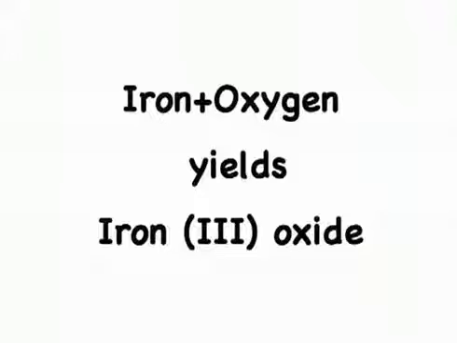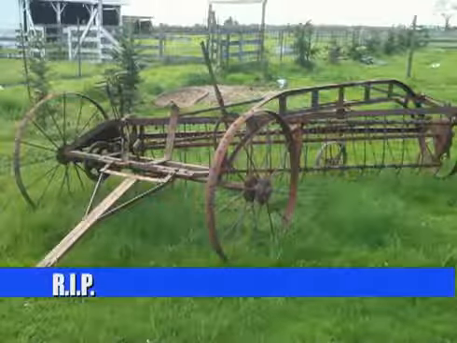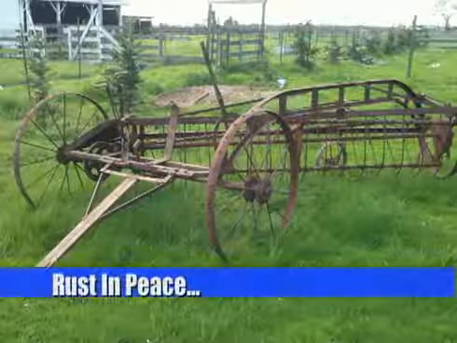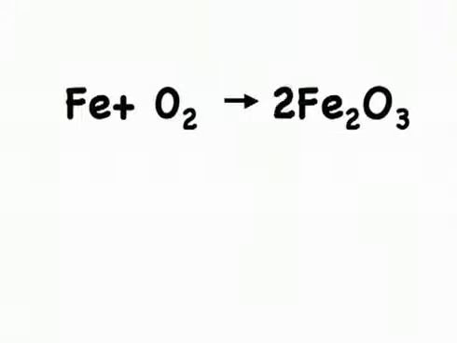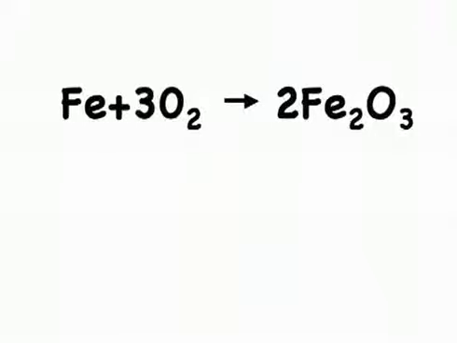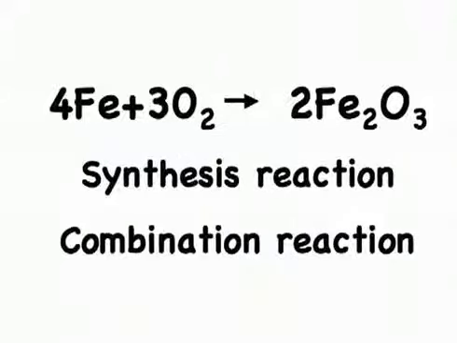Here we'll look at the formation of rust, or iron 3 oxide. With the equation, you'll notice that the oxygens are odd and even, so you've got to even them up, double the iron 3 oxide. That leads you to need 3 O2s and finally 4 irons to balance the equation. You're putting two things together, it's a combination reaction.